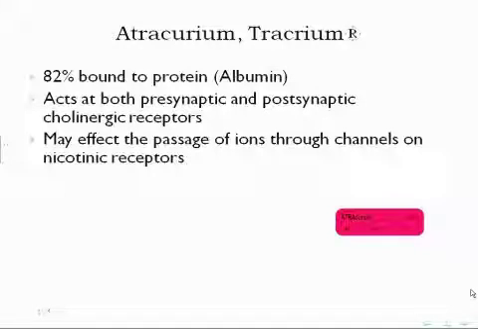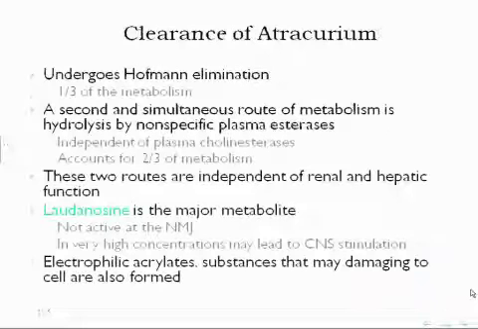It acts both at the pre- and postsynaptic cholinergic receptors and may affect the passage of ions through channels and nicotinic receptors. So it is a very potent agent in that sense. The good thing about this agent is that it does wear off very quickly. Clearance: 1/3 of the metabolism is by Hofmann elimination.